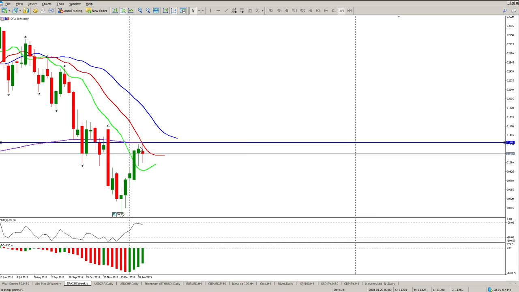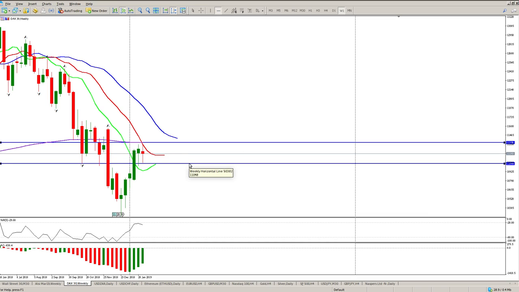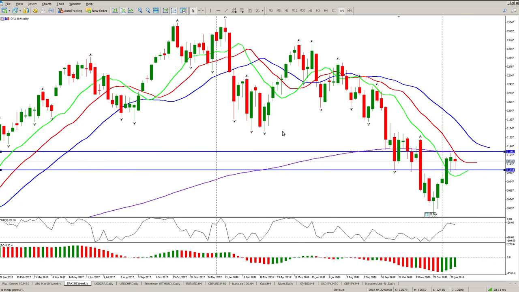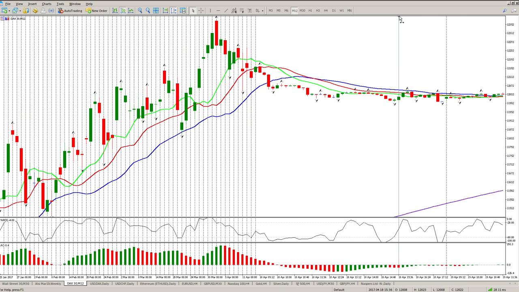But looking at the weekly, we dropped below 11,040, 11,044. You've got this big head and shoulders target still to play out. Okay. Anyway, I'm not going to focus on that at the moment.